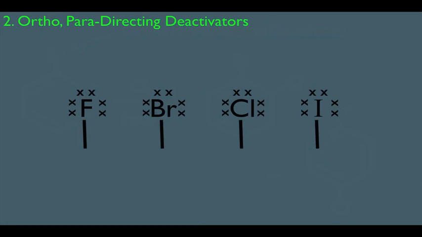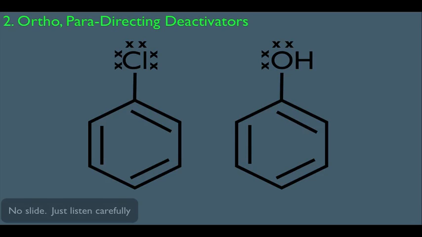So again, that means anytime you see a halogen on a benzene ring, you're going to know right away that it is an ortho-para-directing deactivator. Now, some of you might take issue with this, and let me show you what I mean by that.